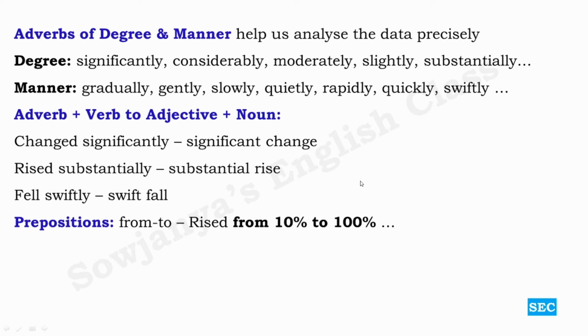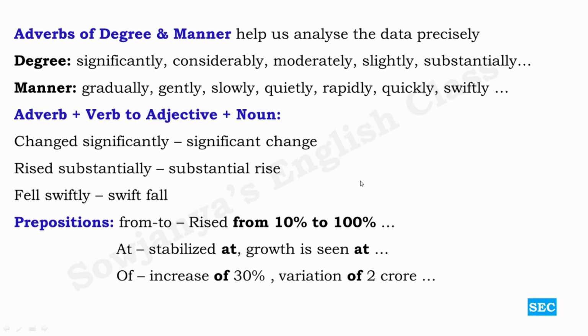And then prepositions, commonly used prepositions in analysis are from, to. Look at the example, rose from 10% to 100%. So from and to, and then at: number stabilized at, growth is seen at a particular point. And then of: there is an increase of 30%, there is a variation of 2 crore. And by: increased by 10%, decreased by 1 lakh, 1 million, like that. So these are the most commonly used prepositions in analytical paragraphs: the from and to combo, at, of, and by.